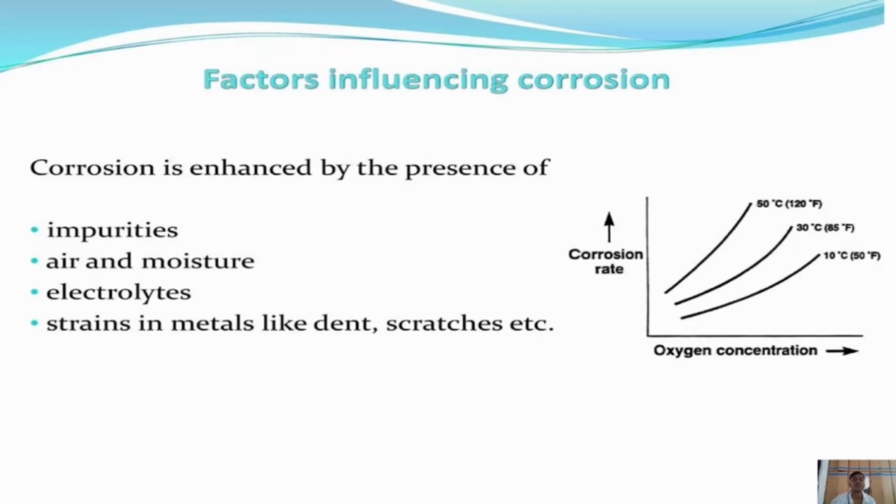Factors influencing corrosion. Corrosion is enhanced by the presence of impurities, air and moisture, electrolytes, and strains in metals like dents, scratches, etc.